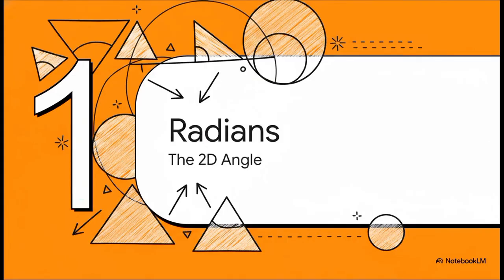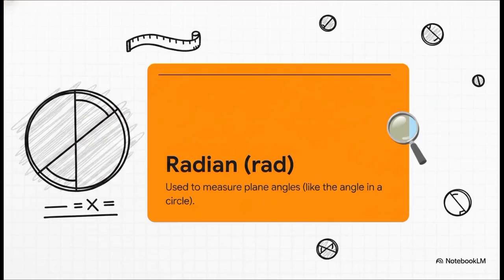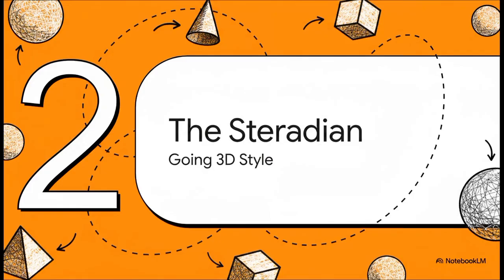Section 1. Radians, the 2D angle. So the radian, abbreviated as rad, is a purely 2D plane angle metric. It's the unit we use every single time we draw a circle or measure its internal angles. Now, you probably remember from geometry class that a full circle equals 2 pi radians. But here was the big problem for scientists. Measuring a plane angle is essentially just measuring a ratio of two lengths. Because of that, the lengths essentially cancel each other out, leaving the radian with absolutely no physical dimensions. Crazy, right?